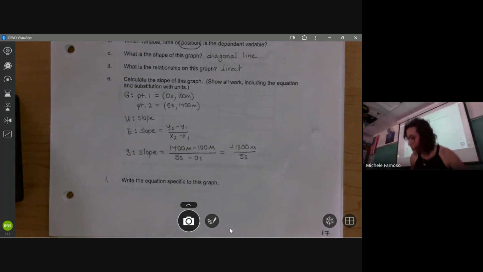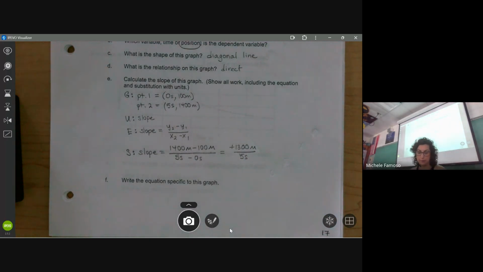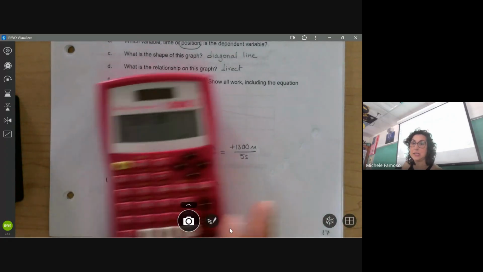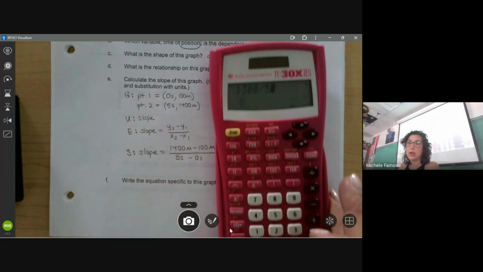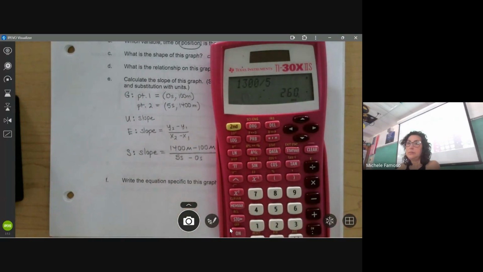Okay, here's what we do now. You have to divide that out. Divide it out on your calculator. Even though it looks like a fraction, you have to divide it and get an answer as a decimal. So go ahead and divide it out.